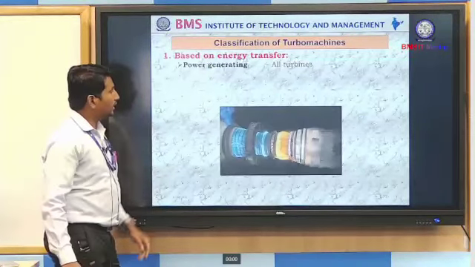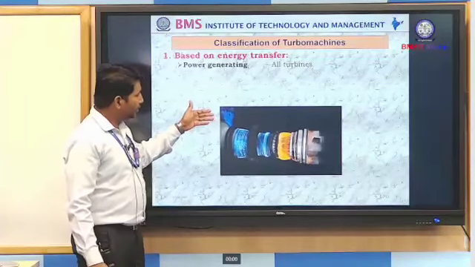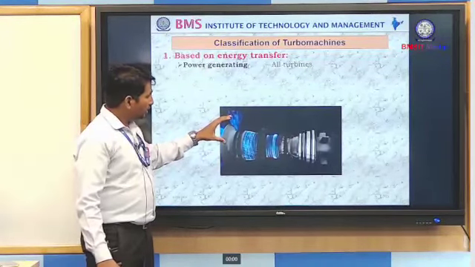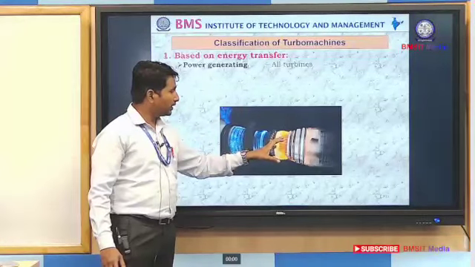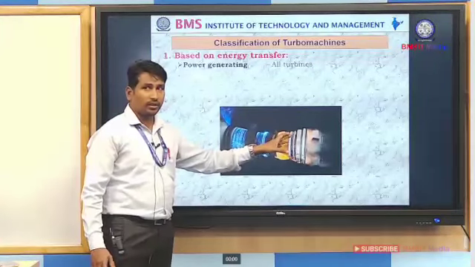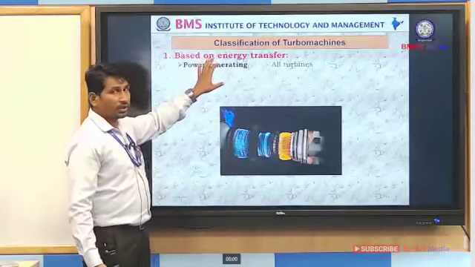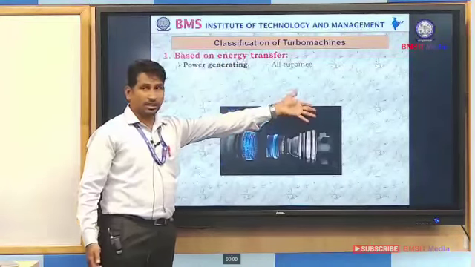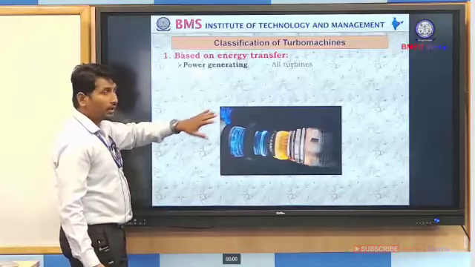Next are the gas turbines, where, as you can see in the jet engines, air is the working medium which enters and gets higher energy, and that higher energy of the air is transferred to the turbine. Because of that, energy is generated. Here we are not going to produce electricity directly, but still it is considered a power generating machine. If we couple the shaft to a generator, it generates electricity. Here in the jet engine, it is used for propelling the jets.